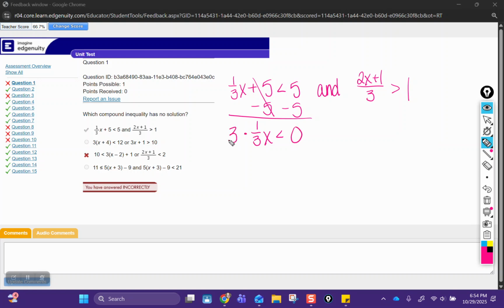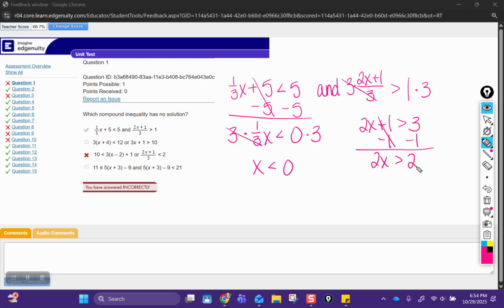I'm going to multiply both sides by 3 to get rid of that 1/3 that's in front of the x. So I have x is less than 0. On the right-hand side, I'm going to multiply both sides by 3, again, to get rid of that fraction. 2x plus 1 is greater than 3. Now we're going to subtract 1 from both sides. 2x is greater than 2, and then we're going to divide both sides by 2. x is greater than 1.